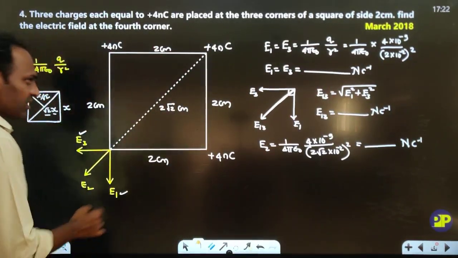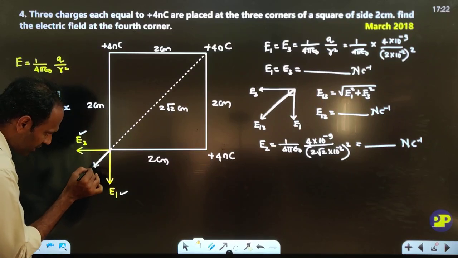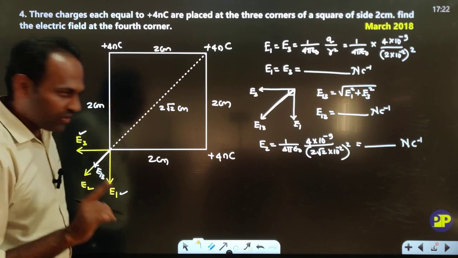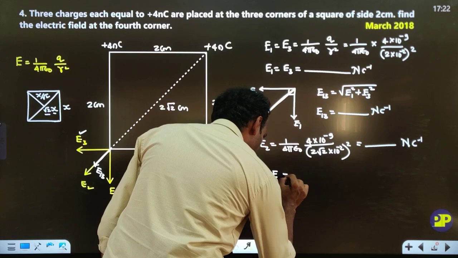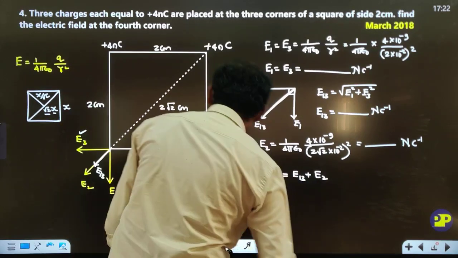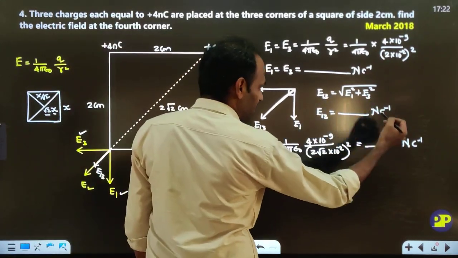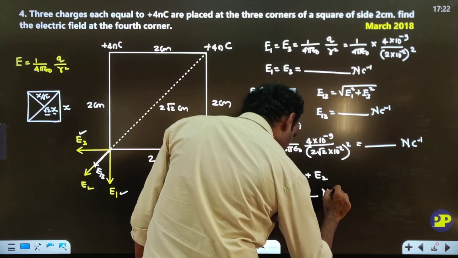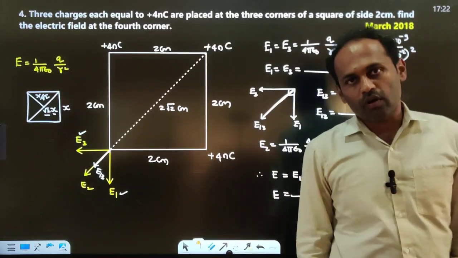In which direction is E2? See, E13 is in this direction. Clear? This is E13. E13 and E2 both are in the same direction. Therefore, the resultant electric field at the fourth corner will be equal to E13 plus E2. You know the value of E13, you know the value of E2, add both of them, and you will get the resultant electric field in Newton per coulomb. Correct? So this is how we have to calculate the electric field at the fourth corner.